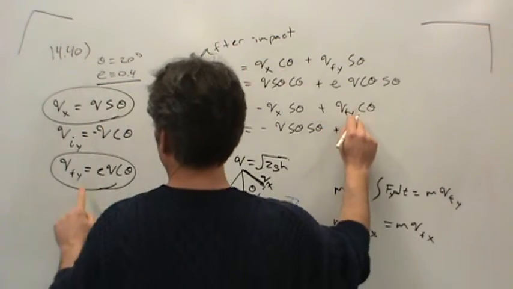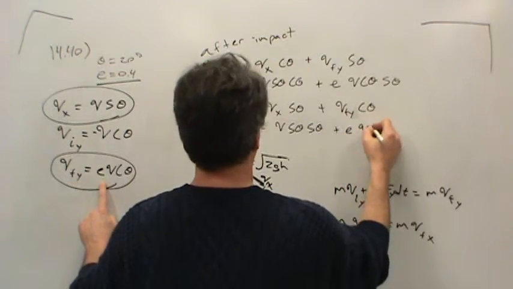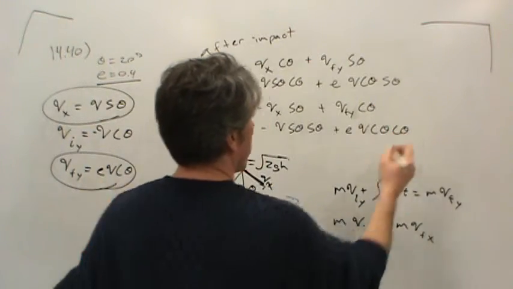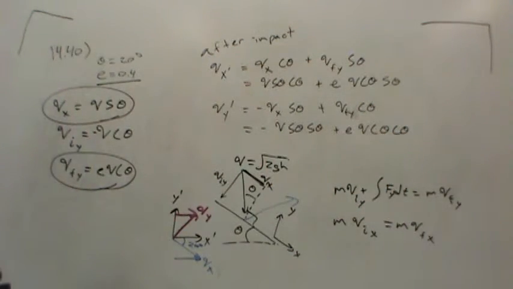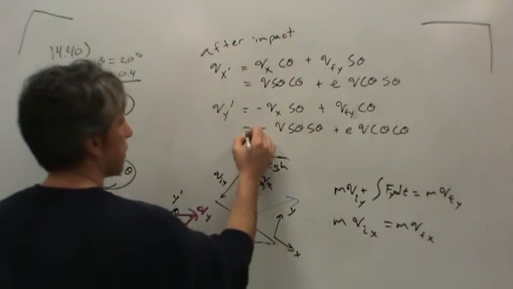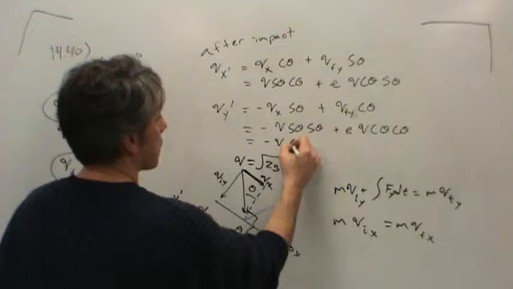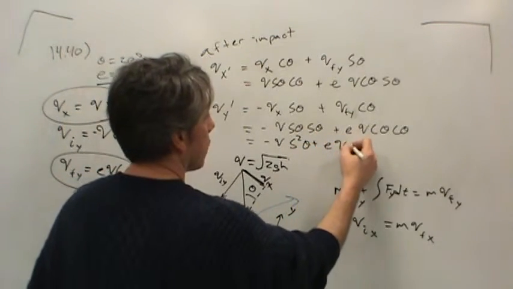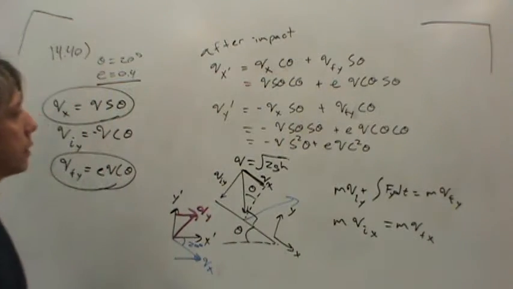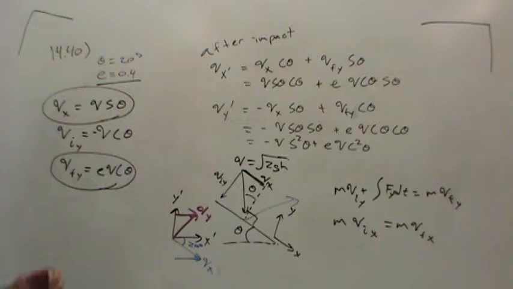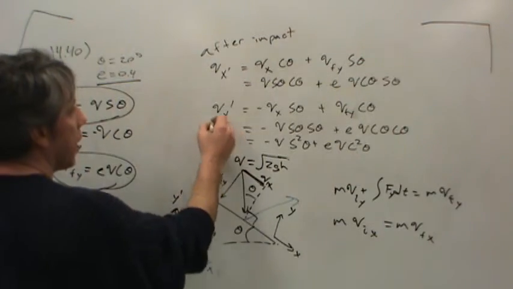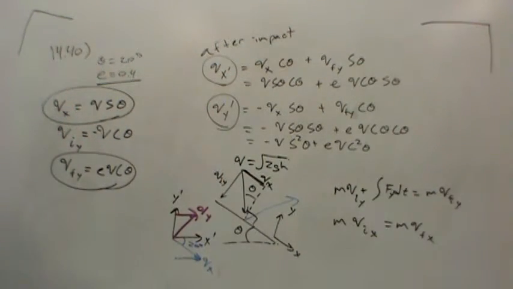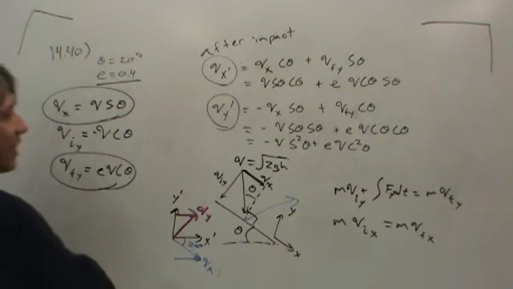Plus Vfy is e V cosine theta, the cosine theta comes down. Okay? And then what? Well, this is negative V sine squared theta plus e V cosine squared theta. Okay? And now I have written the velocity after impact in the x prime and y prime directions. Okay? You still alive? Barely breathing? Okay. All right.